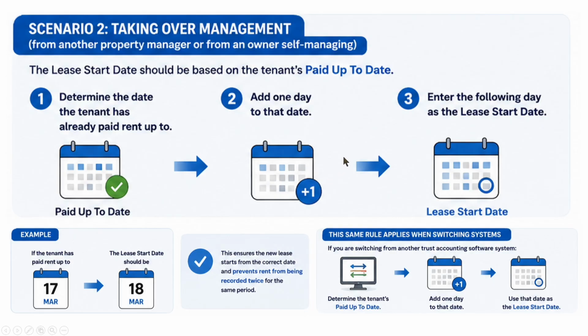Scenario 2. If you are taking over management from another property manager, or from an owner who was previously self-managing, the lease start date should be based on the tenant's paid up to date. First, determine the date the tenant has already paid rent up to. Then add one day to that date and enter the following day as the lease start date. For example, if the tenant has paid rent up to 17th of March, the lease start date should be 18th of March.